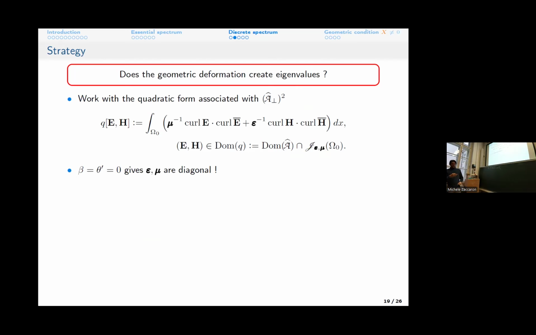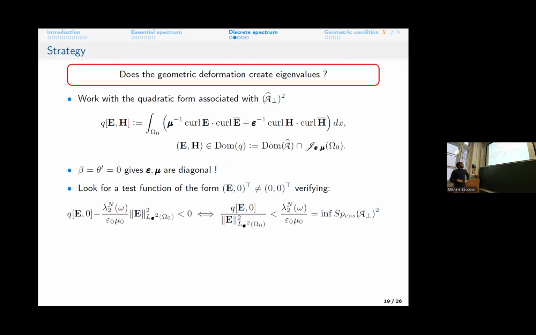we purely bend it. This is also technically useful, because it gives us that the new epsilon and mu, the new parameters, are diagonal matrices. So it simplifies a lot the analysis. And the idea is to look at a Rayleigh quotient below the bottom of the essential spectrum. Because this is just an application of the min-max theorem, if we are below the bottom of the essential spectrum, then we know there exists at least one discrete eigenvalue.